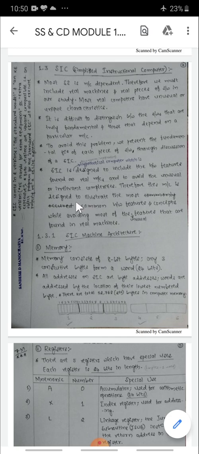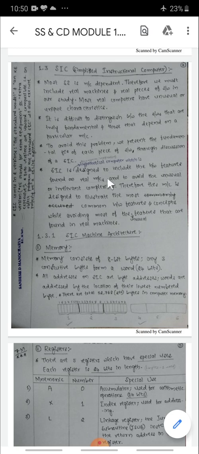Therefore this machine is designed to show or illustrate the most common hardware features and concepts while avoiding most of the unusual features that are present in our real computers or machines.